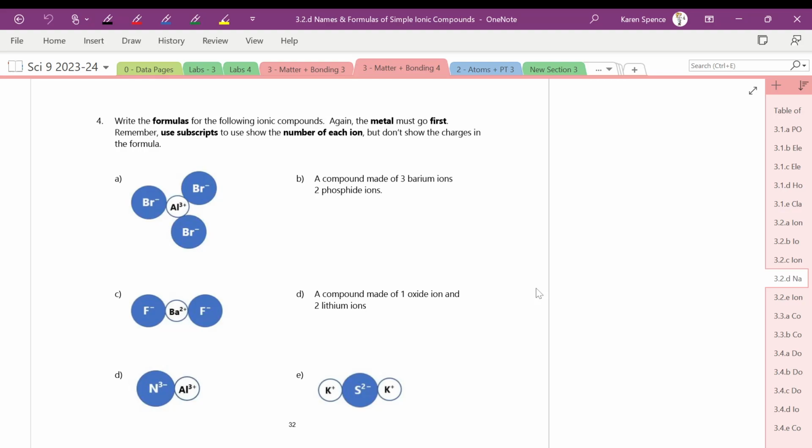So potassium is a non-metal? Yeah. Which one comes first? The metal comes first. Yes. Yeah, beautiful. Okay. Barium. Okay. We're gonna skip that one.